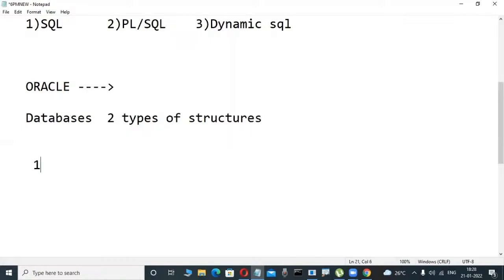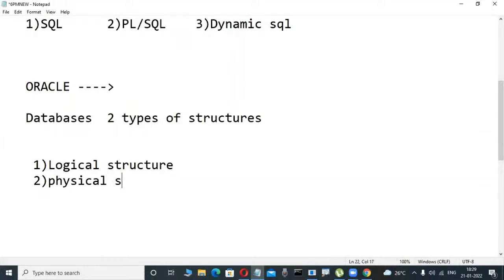Suppose you are taking Oracle, SQL Server, MySQL, or DB2, any relational database software you are installing in your system, two types of structures are there. One is the logical structure. Database means it is a place where we can store structure. Another one is the physical structure.